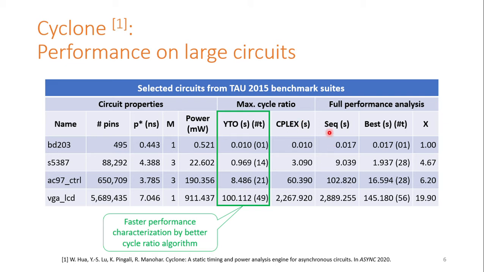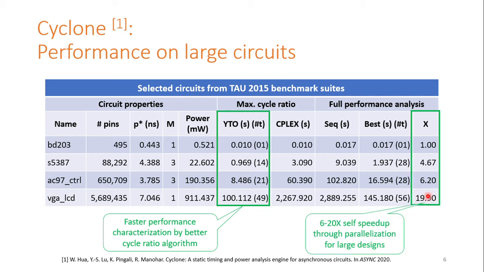The rightmost 3 columns show the full performance analysis by Cyclone: sequential runtime in seconds, fast runtime in seconds, the number of threads used to achieve this runtime, and the speedup we observed through parallelization. Note that we can achieve 6 to 20 times self speedup through our parallelization strategy, and this is rare in the timing analysis space.